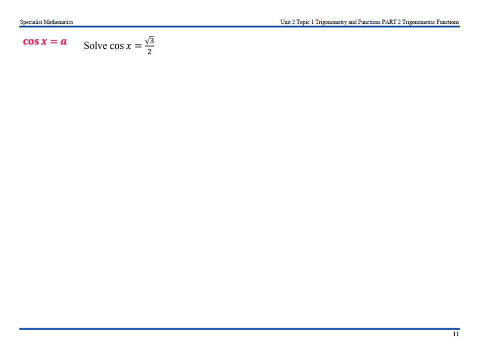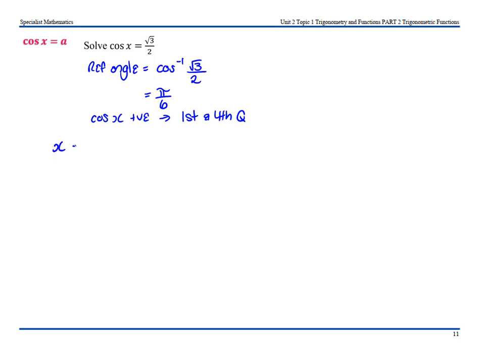Now, cos x equals the square root of 3 over 2. So our reference angle would be inverse cos of the square root of 3 over 2. So that is pi on 6. Cos x is positive, so we know we're in our first and fourth quadrants. So we would normally go x has to be pi on 6 and 2 pi minus pi on 6. So 12 pi on 6 minus pi on 6 is 11 pi on 6.